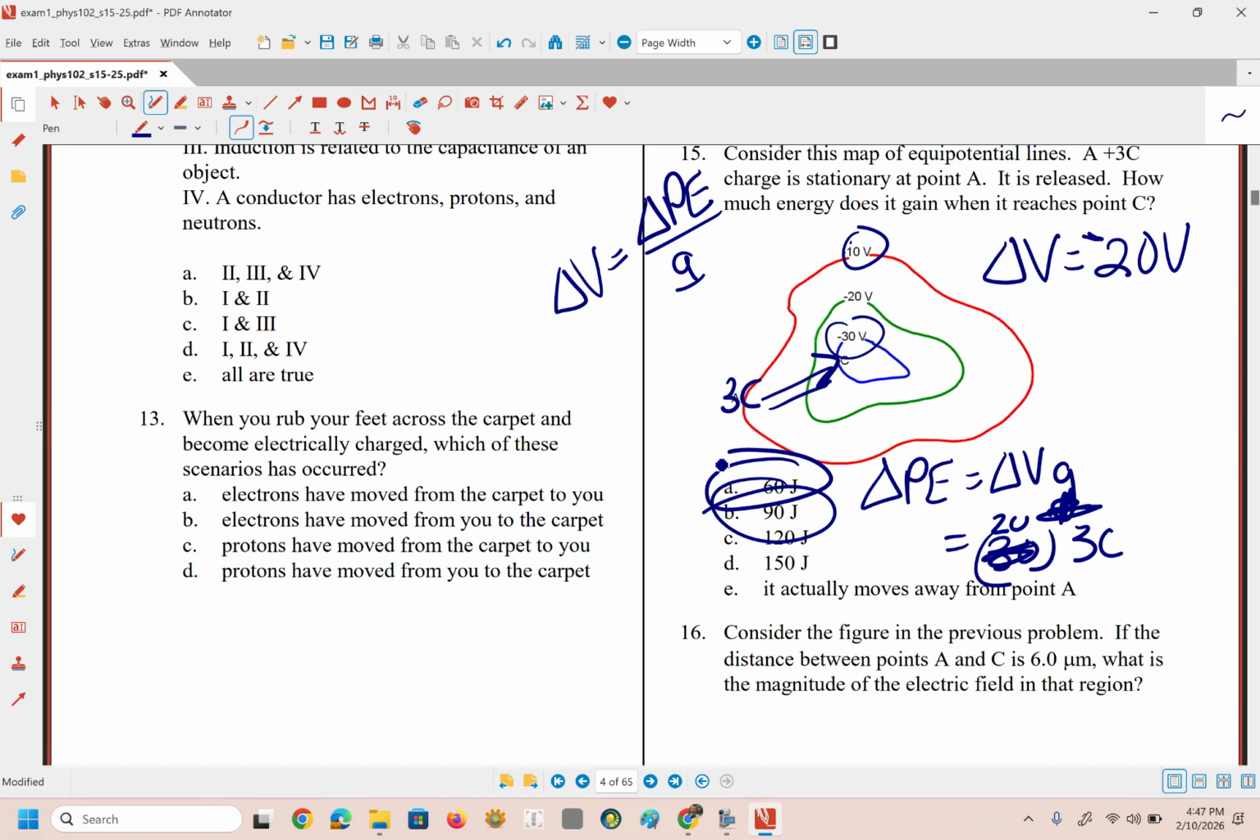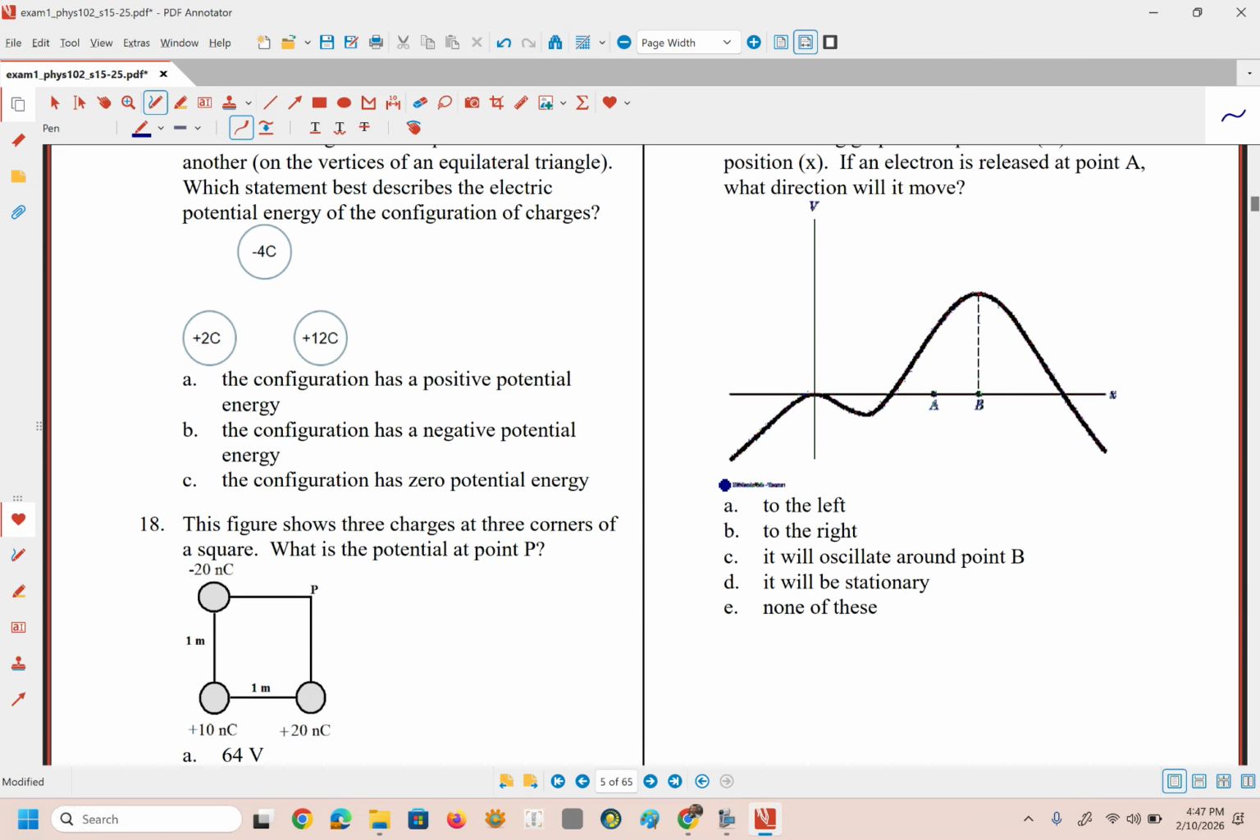Yeah, Kate. 20? There was a freebie question on this one, by the way.